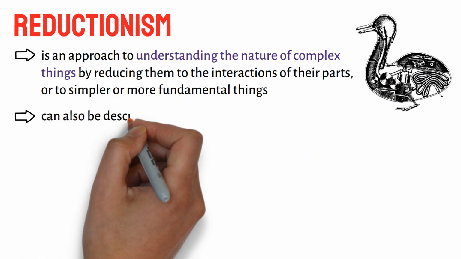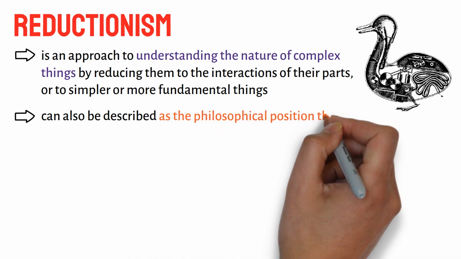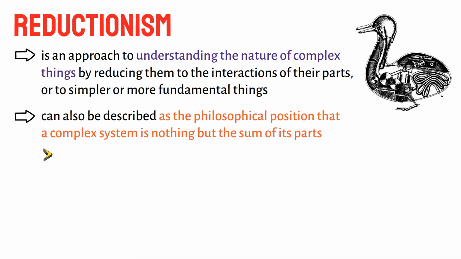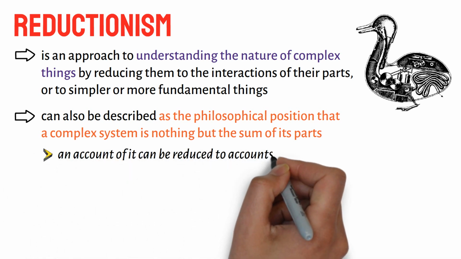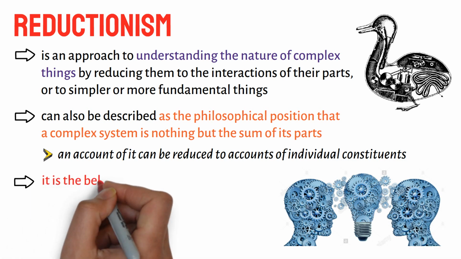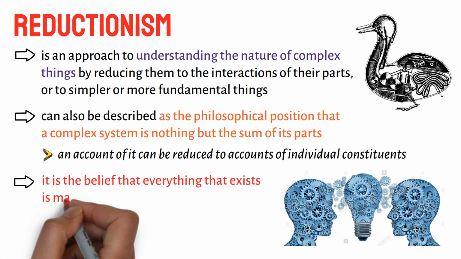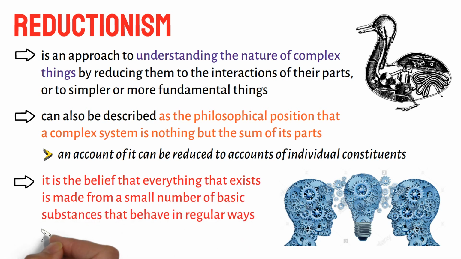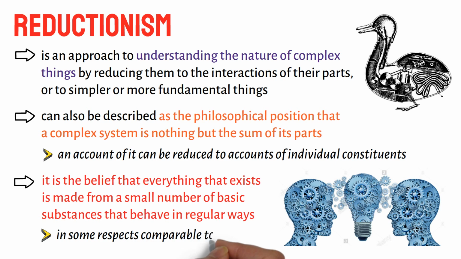It can also be described as the philosophical position that a complex system is nothing but the sum of its parts, and that an account of it can be reduced to accounts of individual constituents. Thus, it is the belief that everything that exists is made from a small number of basic substances that behave in regular ways, and is, therefore, in some respects comparable to atomism.